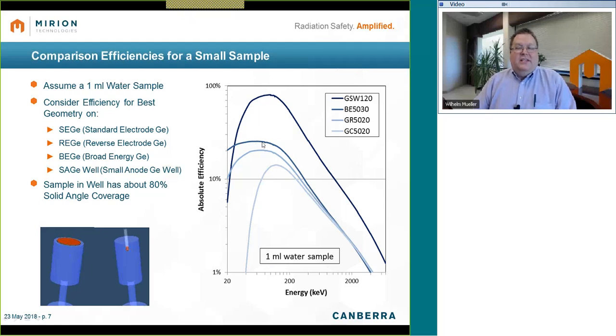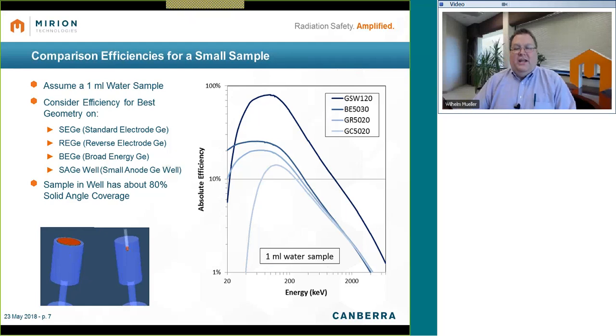However, even that detector is limited to the maximum solid angle that you can cover, and it's about 25% of the overall solid angle, and that represents about the maximum efficiency that you could get for this type of sample with a closed-end detector. Now, the better approach is to take that sample, and if you could surround the detector and increase the solid angle, you can further improve the efficiency.